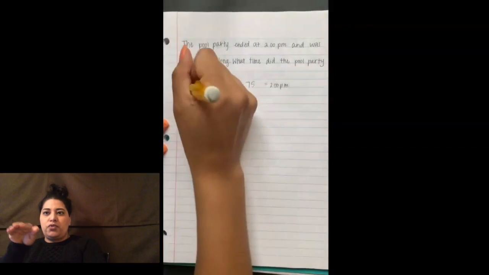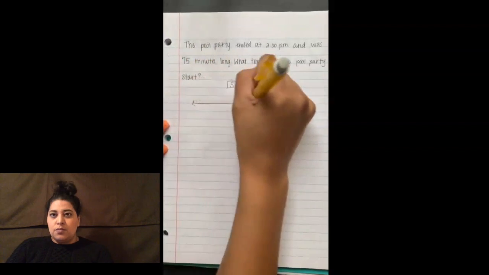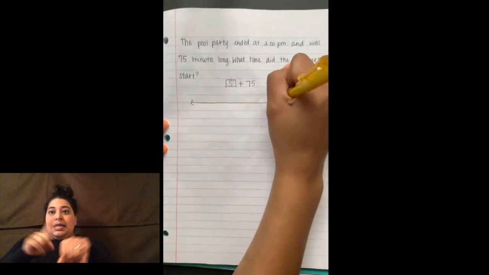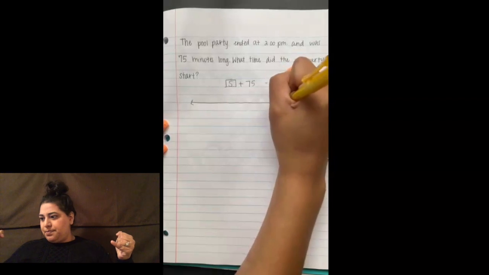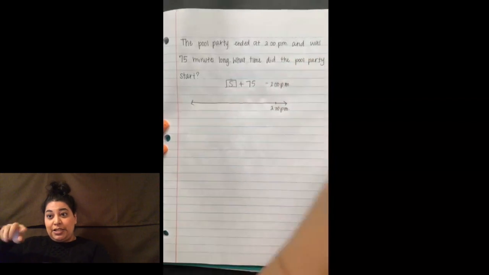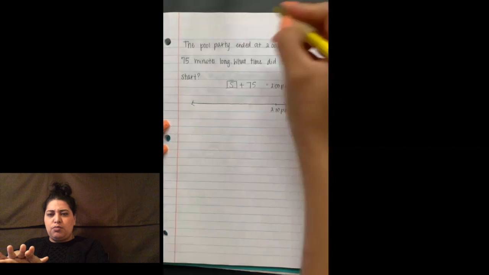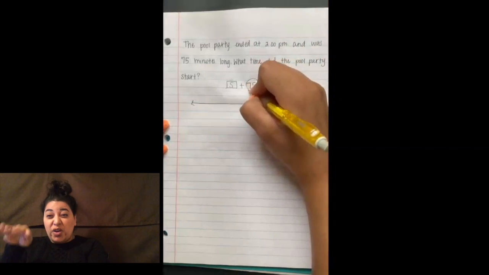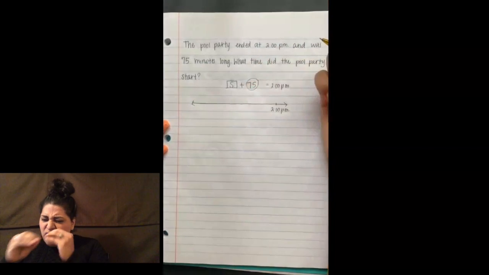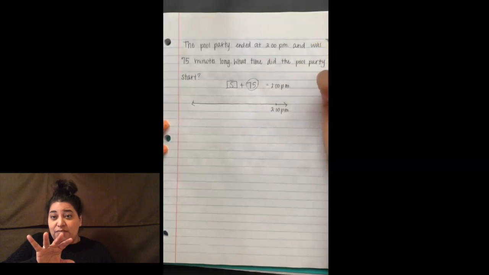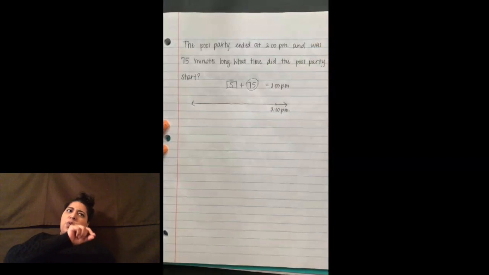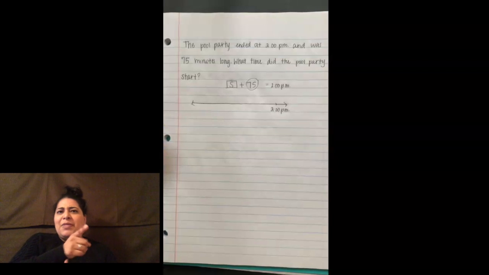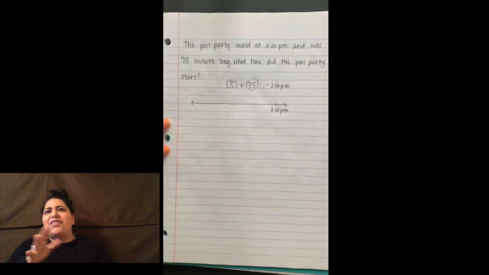Okay, so same thing like we did last time. Let's make a number line. We're going to end it at 2 o'clock p.m. And we need to figure out how we want to break it up. You could break it up into 20, 40, 60, and then 15 minutes because that all equals 75. You could break it up into 40 and 35. You could do all of that.